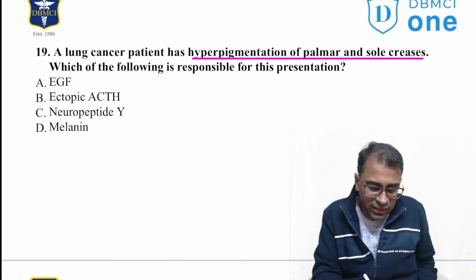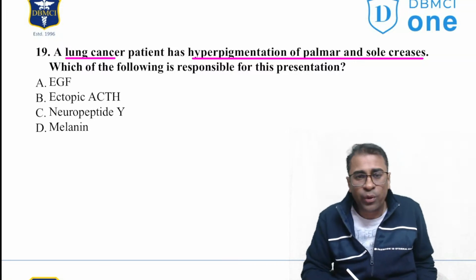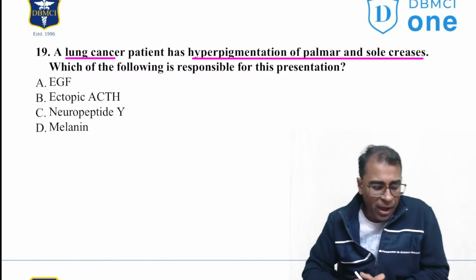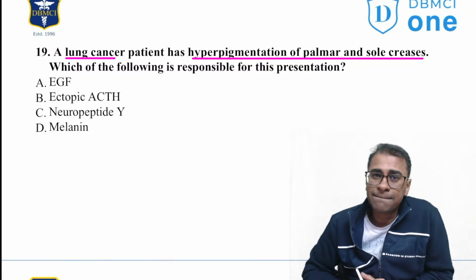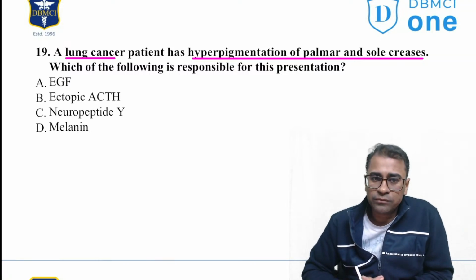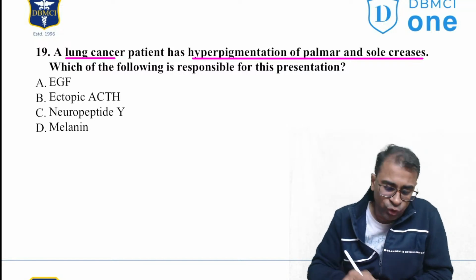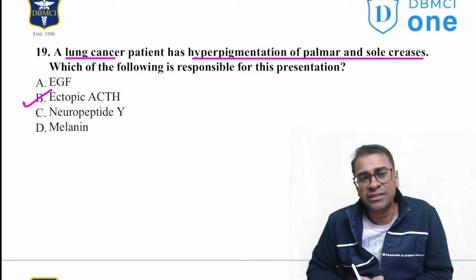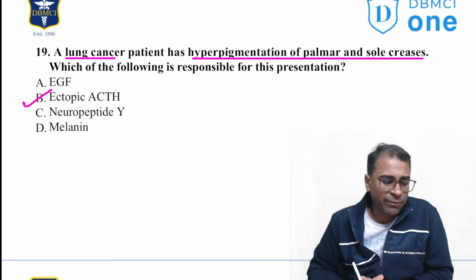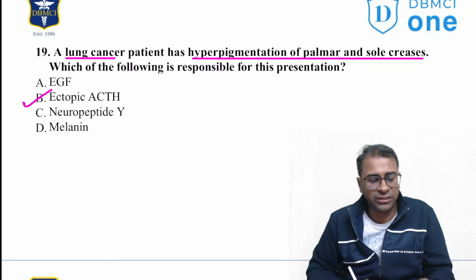There's a lung cancer patient who has hyperpigmentation of palm and sole. What might have happened? Yes, it's a paraneoplastic syndrome by secretion of ACTH, which has caused this type of hyperpigmentation. Very good. The answer is B.